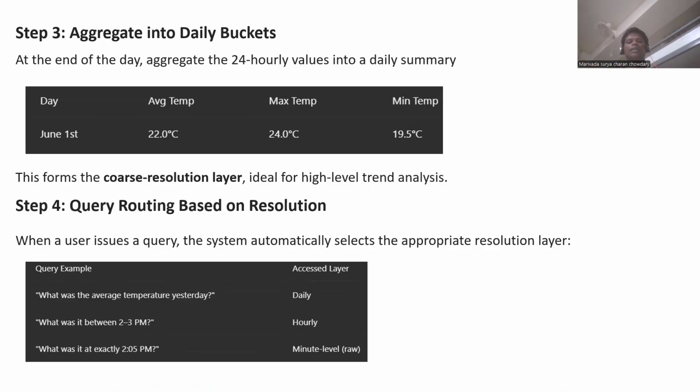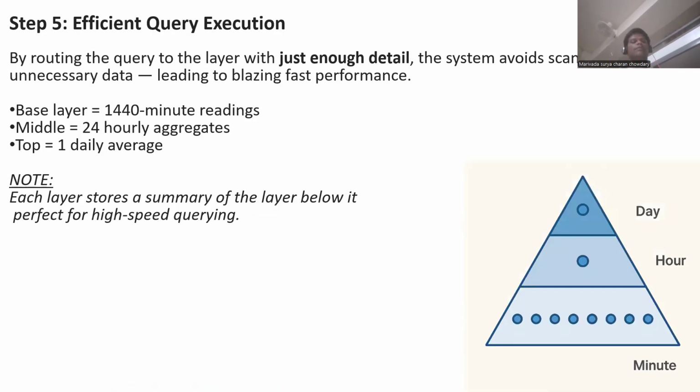Now, step 4: query routing based on the resolution. When a user issues a query, the system automatically selects the appropriate resolution layer, as you can see in the picture. For example, if we consider what was the average temperature yesterday, the access layer will be daily and so forth. Now, the final step is efficient query execution. By routing the query to the layer with just enough detail, the system avoids scanning unnecessary data, leading to blazing fast performance. The main important point in multi-resolution indexing is that each layer stores a summary of the layer below it, which is perfect for high-speed querying.